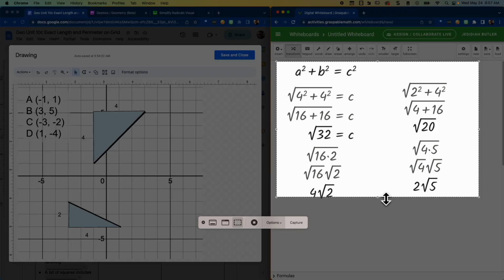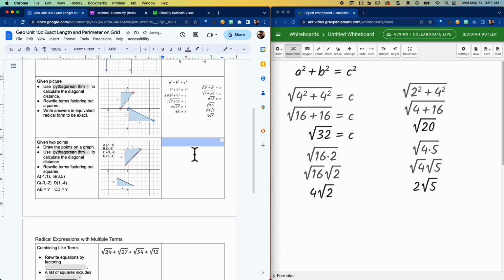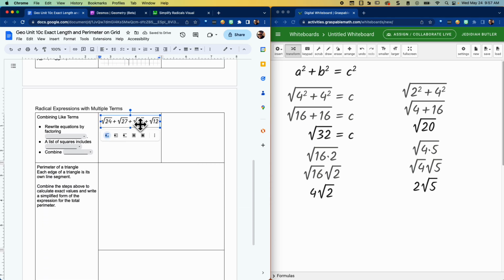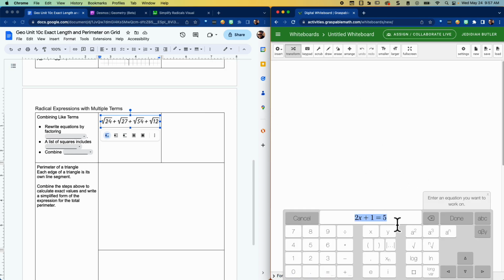Let's screenshot this, paste it into our work. There we go. All right, now let's look at some stuff like this. So we're going to do the same things we were doing, but we have multiple terms in which we can combine some stuff. So let's see how that works out. I'm going to refresh this page, start it over.